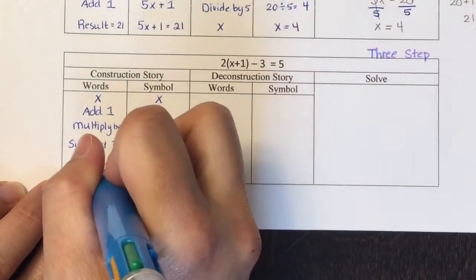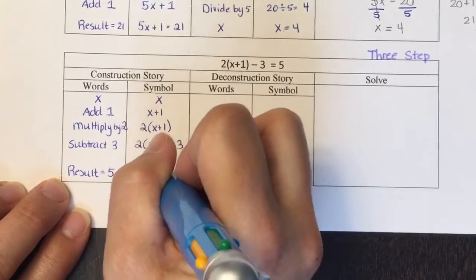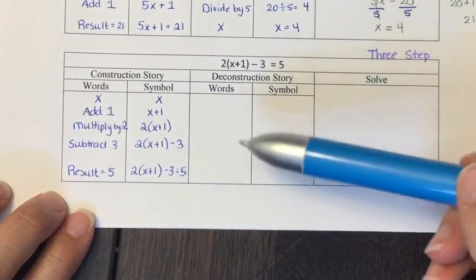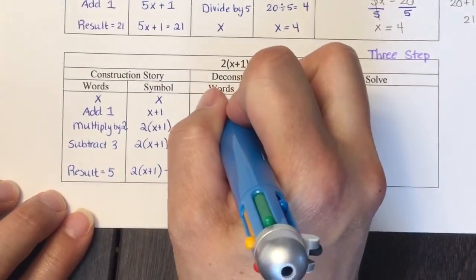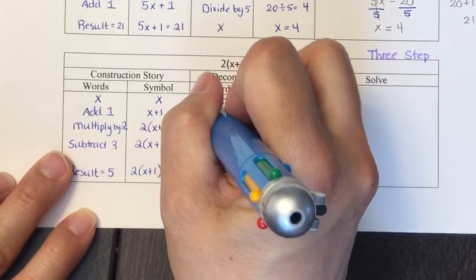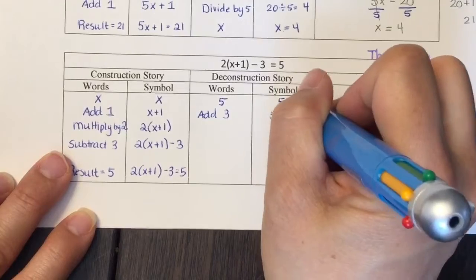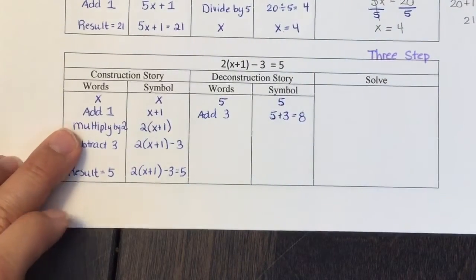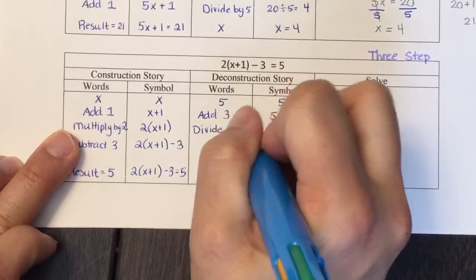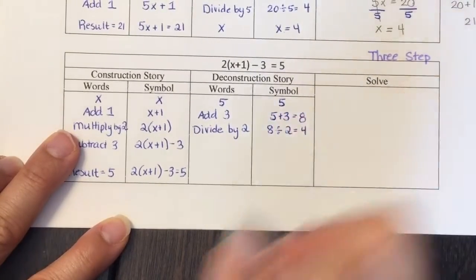and our result is 5. Okay, so 2(x plus 1) minus 3 equals 5. Okay, so now if we want to deconstruct this, okay, we're going to start with 5. Okay, and we're going to start with the opposite. So the opposite of subtracting, we're going to add 3. Okay, so 5 plus 3, 8. Okay, next one, opposite of multiplying, we're going to divide by 2. Okay, so 8 divided by 2 gives us 4.